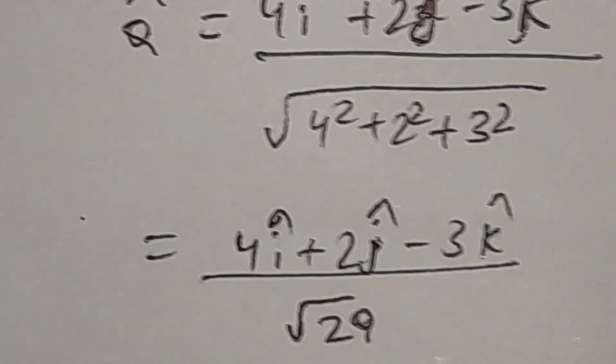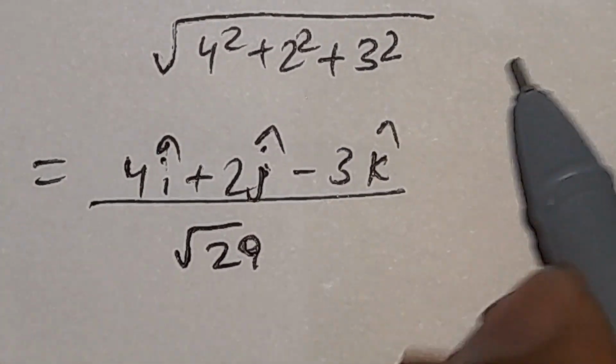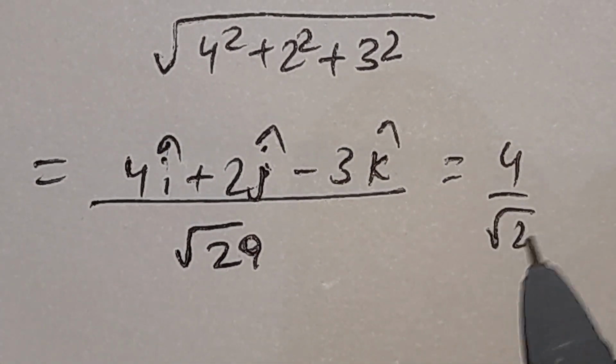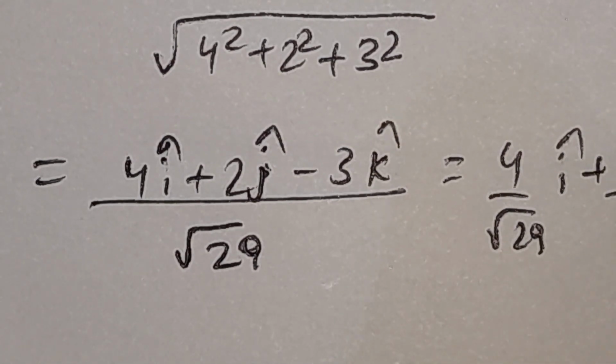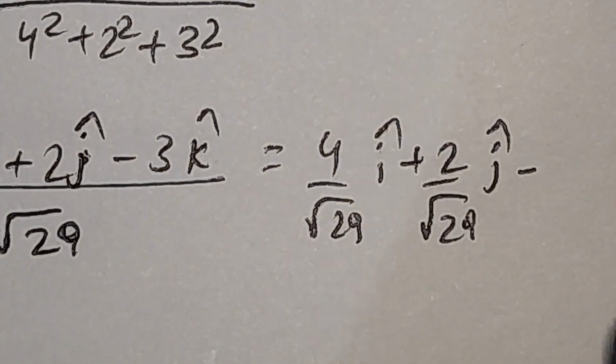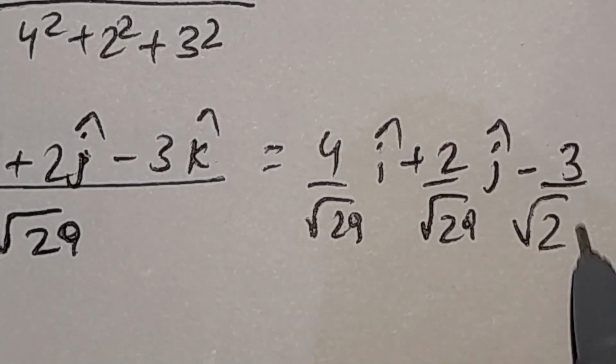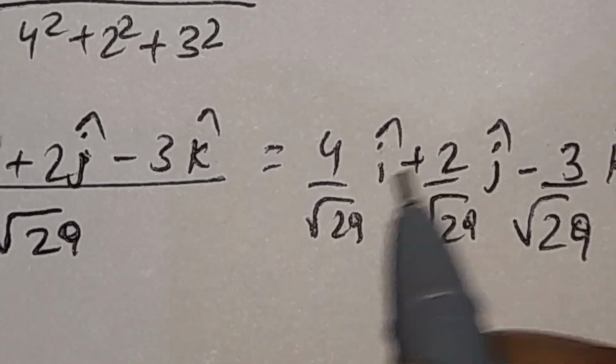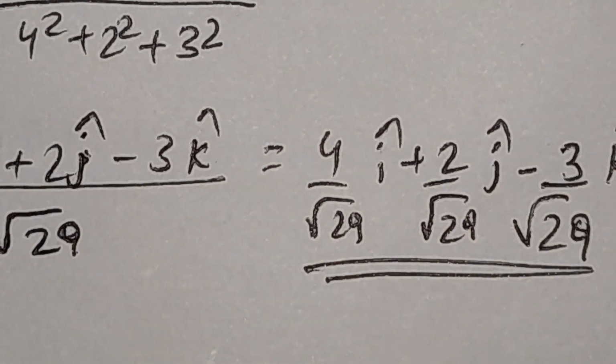So the unit vector will be 4 upon root 29 i cap plus 2 upon root 29 j cap minus 3 upon root 29 k cap. So this will be the unit vector of a vector.